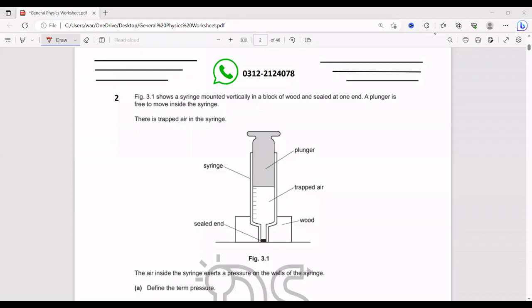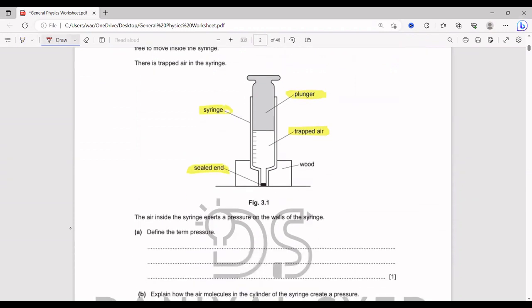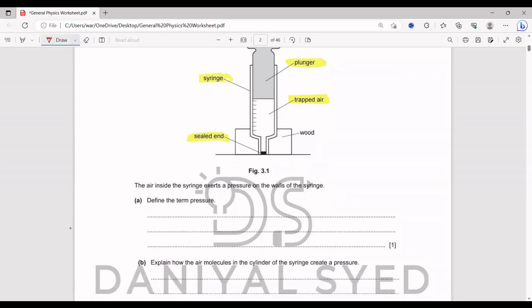In the second question, figure 3.1 shows a syringe mounted vertically in a block of wood and sealed at one end. A plunger is free to move inside the syringe. So guys, you have to see the diagram carefully. There is a plunger and this is a syringe. The plunger is moved down the syringe and there is air trapped inside the syringe. And the other end of the syringe is sealed.